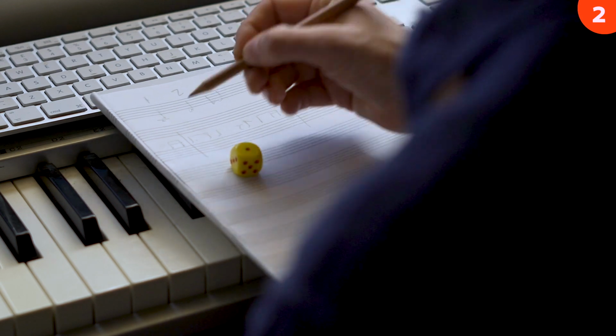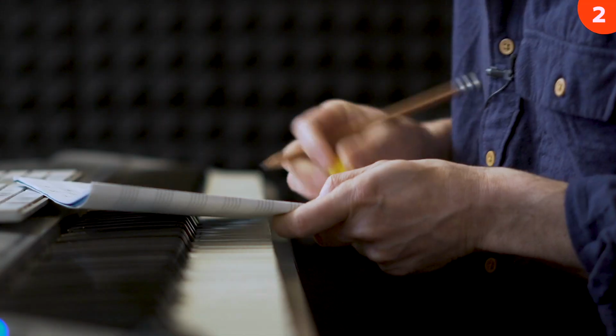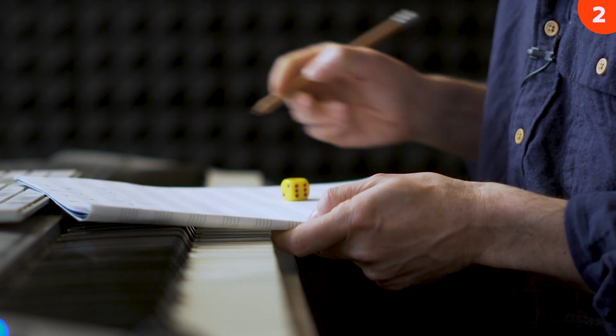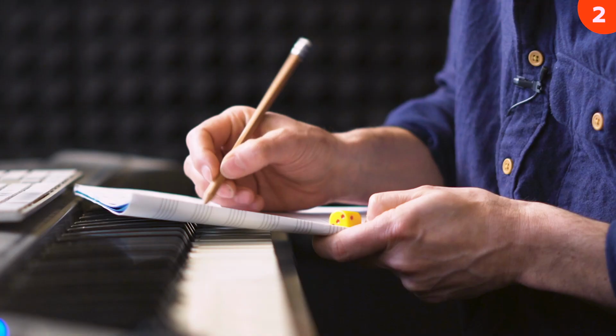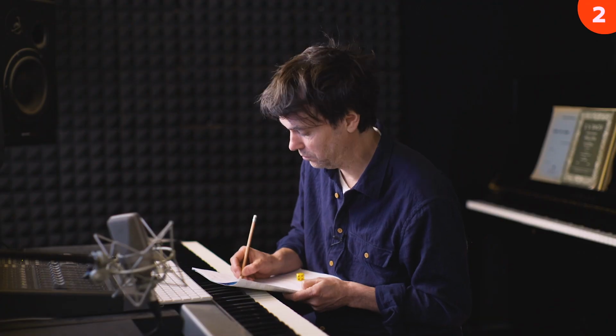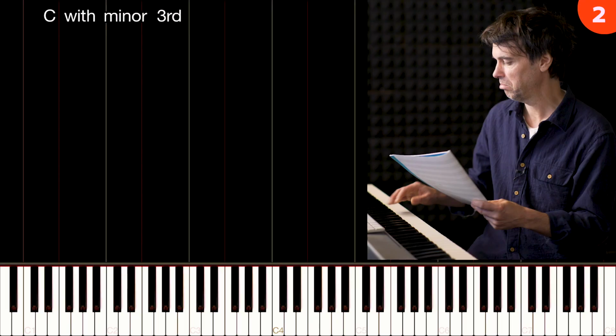Okay, so I've thrown a 1. That means I need to put a C there for that first note. Okay, here we go. Next, 3. That's going to be E flat. So remember, what I'm trying to do here is find a tune. I'm not making up a tune. So there it is. Let's see what it sounds like.